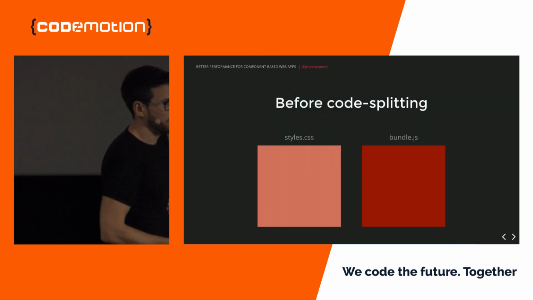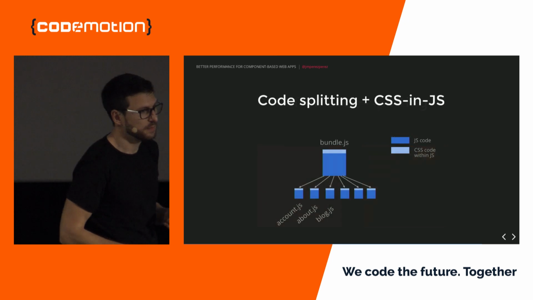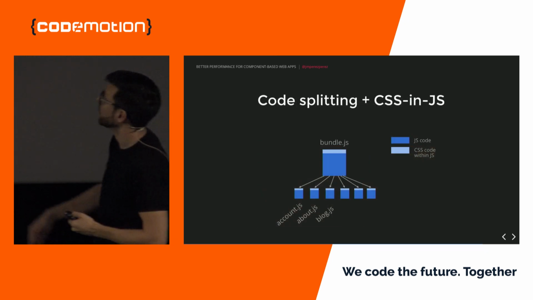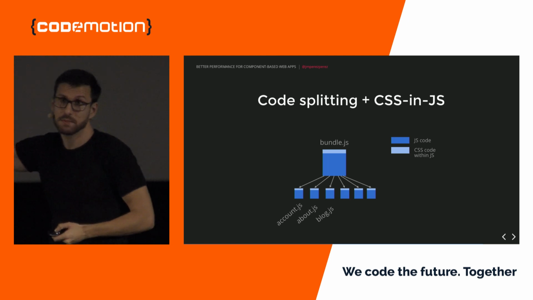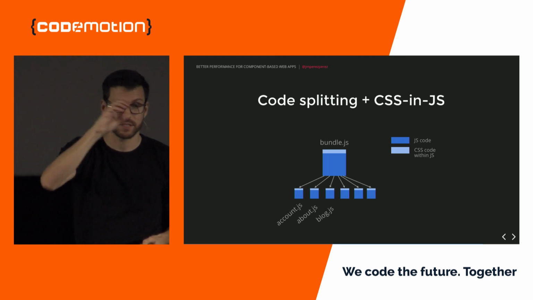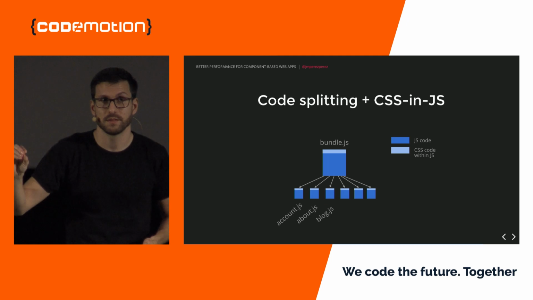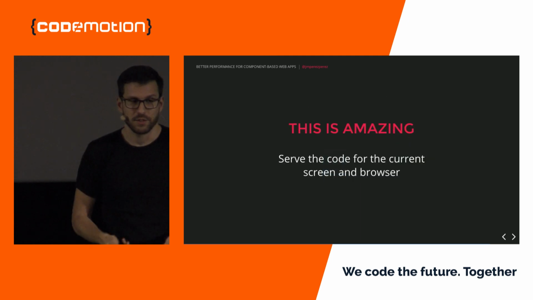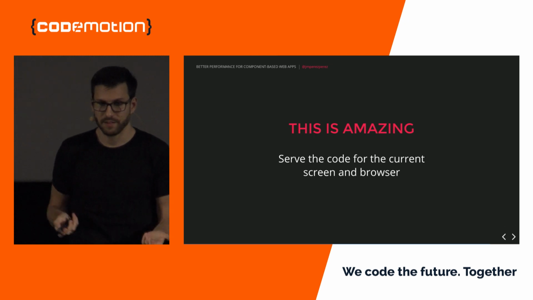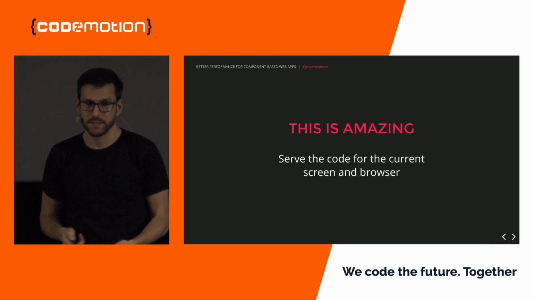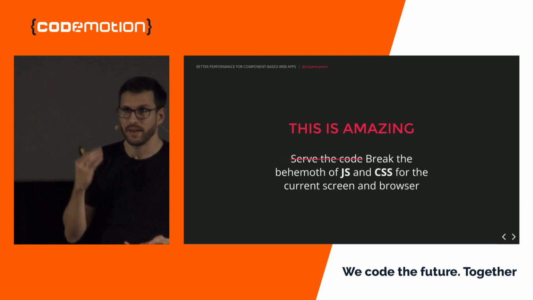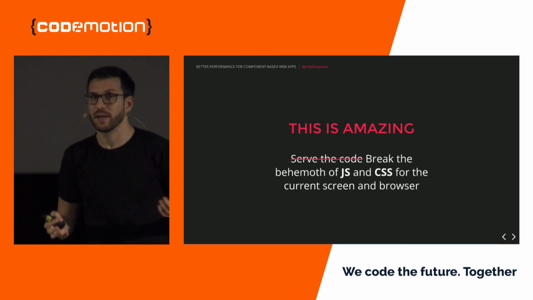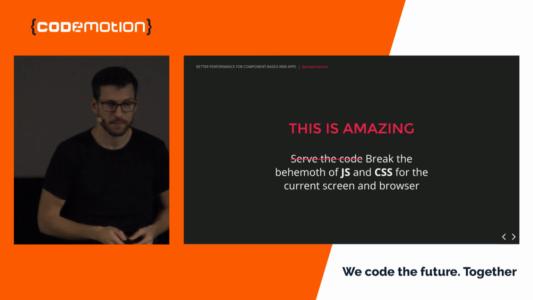So we can go from something like this to something more like this, where we have the bundle splitting that I explained before, but now we also have chunks of CSS within it. And this is really amazing. You can serve the code for the current screen and browser, but it's better if you can really break that behemoth of CSS and JavaScript that we normally use on our sites.